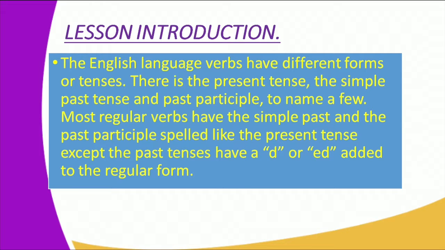So the English language verbs have different forms or tenses. There is the present tense, the simple past tense, and the past participle, to name a few. Most regular verbs have the simple past and the past participle spelled like the present tense, except the past tenses have a d or the ed added to the regular form.